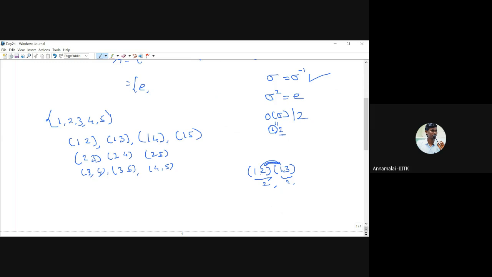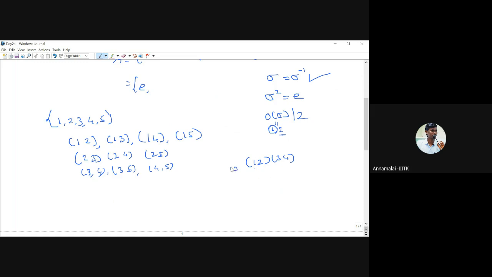There are no elements common between these two permutations, but one is common. Therefore, you have to take two distinct transpositions of length 2. Suppose I take (1 2) as one permutation. Now, what are the remaining elements I am not using? 3, 4. Therefore, (1 2)(3 4). This is a product of two permutations, but there is no element in common. So the length of this is 2, and the length of this is 2.